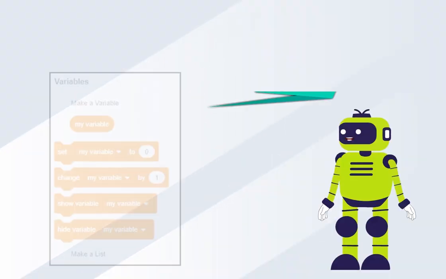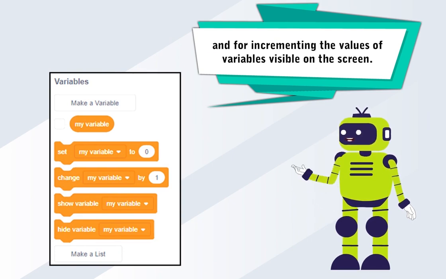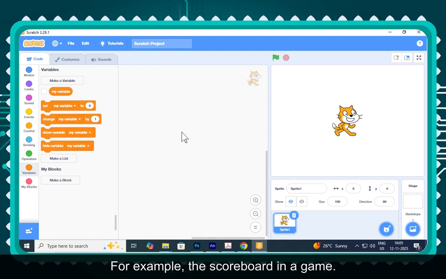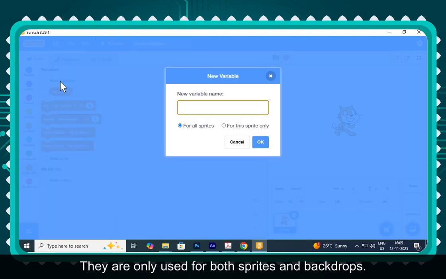Variables blocks. Variables blocks are orange in color. They are used for initialization and for incrementing the values of variables visible on the screen, for example, the scoreboard in a game. They are used for both sprites and backdrops.